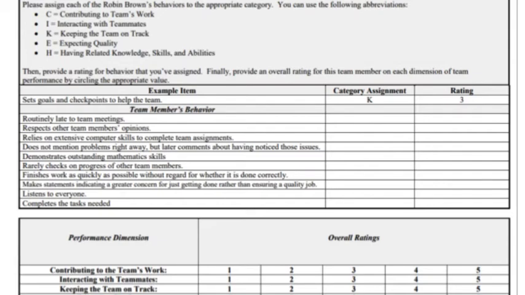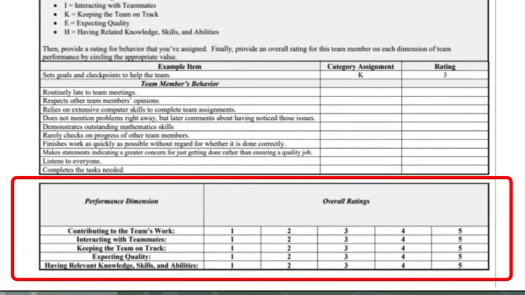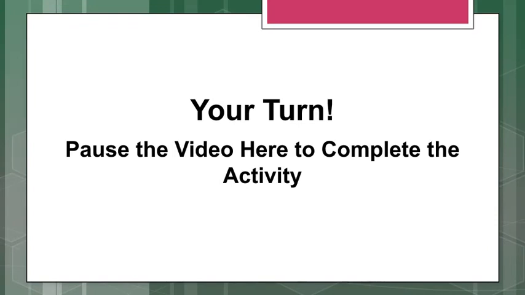Finally, you will need to provide an overall rating for each of the dimensions. This is the bottom half of the rating form. Again, you can use the teamwork rating scale to help you with this process. Now, take some time to read over the behavior descriptions for Robin and decide how you would categorize each behavior into one of the 5 CATME teamwork dimensions, as well as if that behavior would reflect a high, medium, or low level of performance. Record your answers by filling out the rating sheet. Feel free to pause the video now to complete the activity, as we will next walk through the answers.